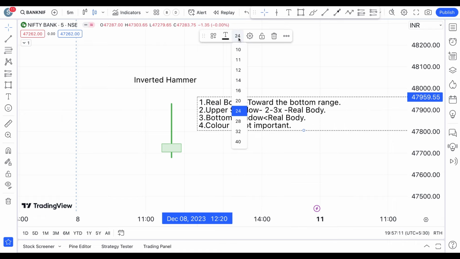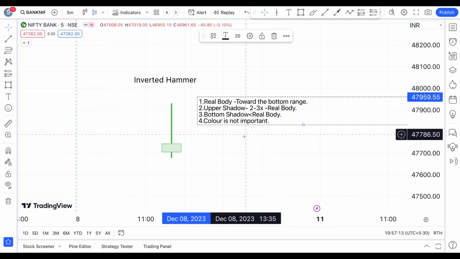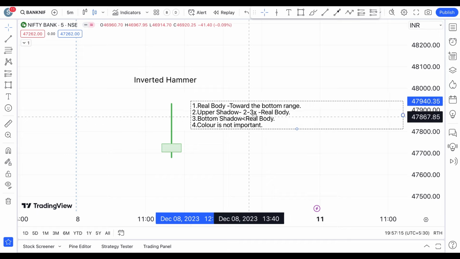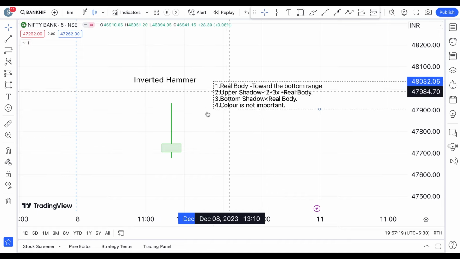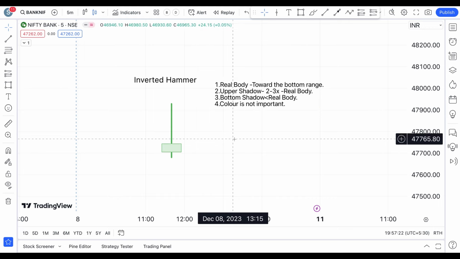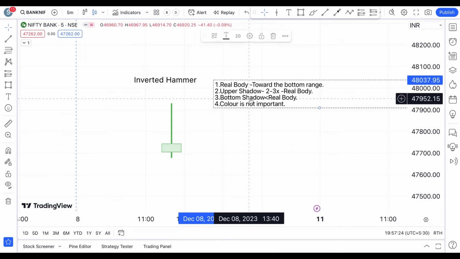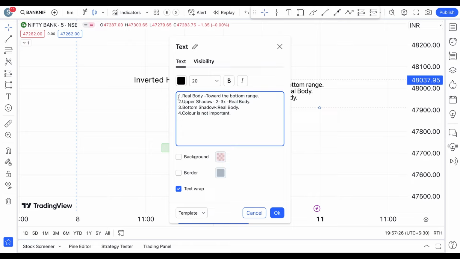All right. So here we have the anatomy rules of your inverted hammer. Now we'll go and see where you should see this. These are all the anatomy rules of the candle. Now we'll see where it should come: location.